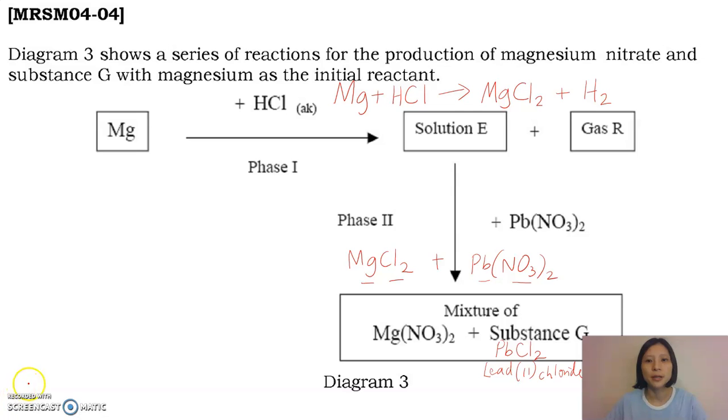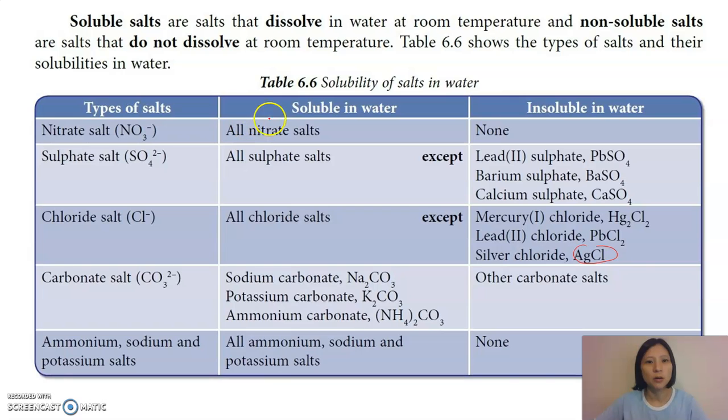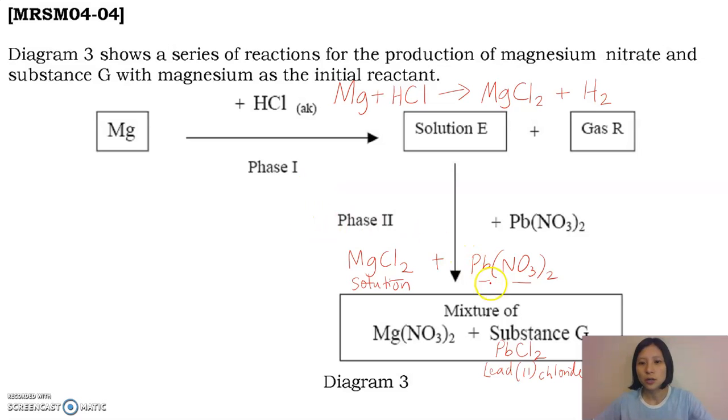Back to the diagram again. So this is soluble. All chlorides are soluble except for PAH. So this is soluble. And then we know that all nitrates are soluble. You can see here, all nitrates are soluble. So this is also a solution. Now, when these two react together, it produces magnesium nitrate. All nitrates are soluble. So this is a solution also.